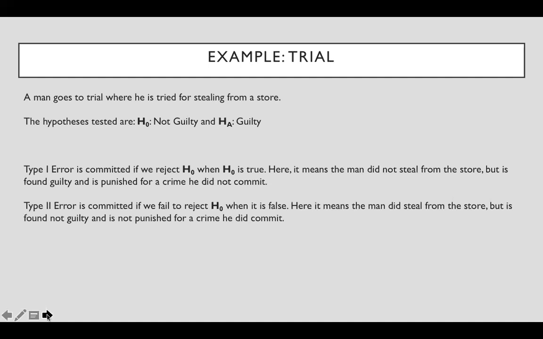On the other hand, a type 2 error is committed if we fail to reject the null hypothesis when it is false. In this case, it means that the man did steal from the store, but he is found not guilty and he is not punished for a crime he did commit.